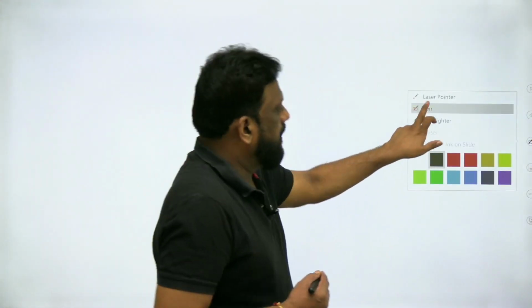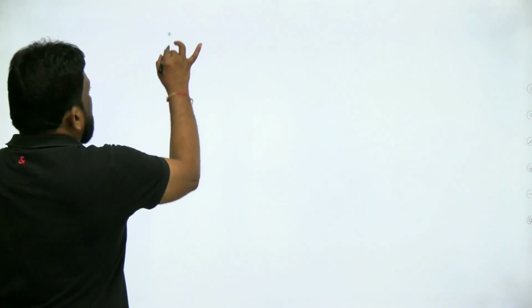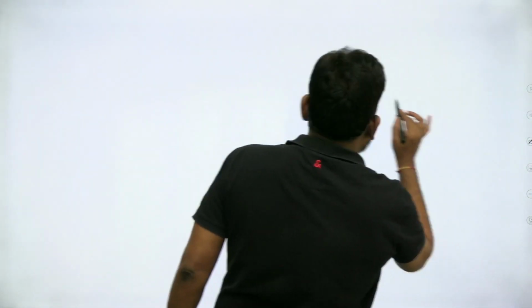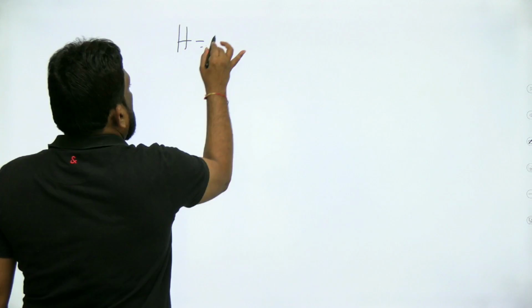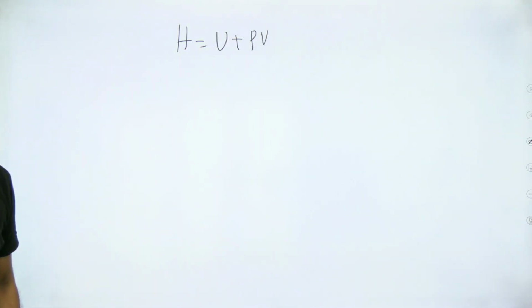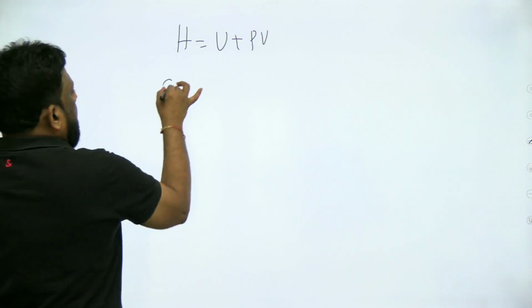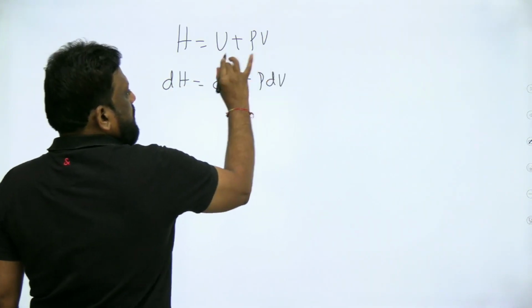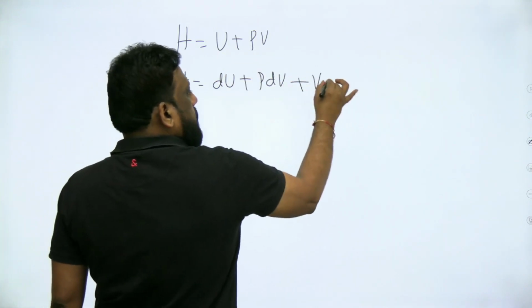Look, my dear students. You know that H is equal to U plus PV. Now, differentiate this: dH is equal to dU plus PdV plus VdP.